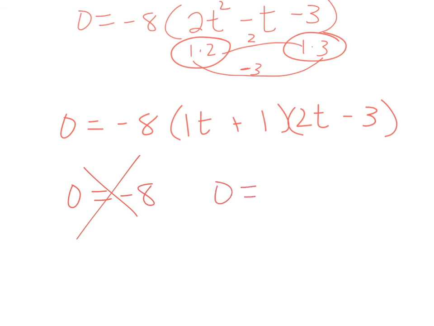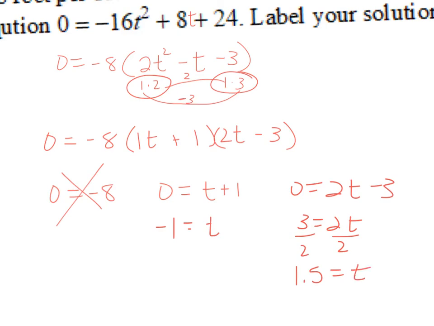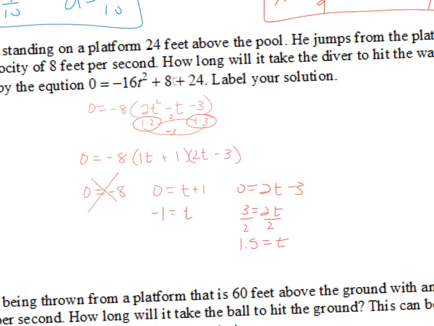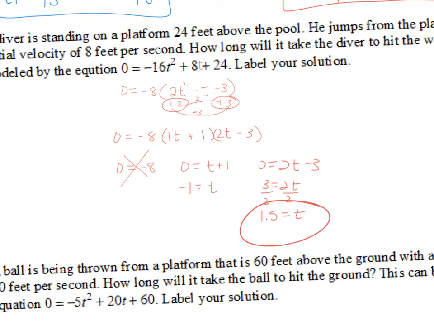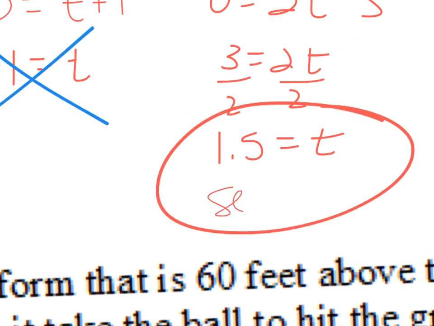So we're going to have 0 equals t plus 1, and then 0 equals 2t minus 3. So now on this guy, I subtract the 1 over and get -1 equals t. On this guy, I'm going to add the 3 and then divide by the 2. So I'm going to end up with 1.5 or 3/2, however you want to do it. Now, out of those two answers, this is the only guy that's going to make sense. You cannot have a negative time. So we got to throw that guy out because he doesn't make any sense to this real world problem. So it's going to be 1.5 seconds.